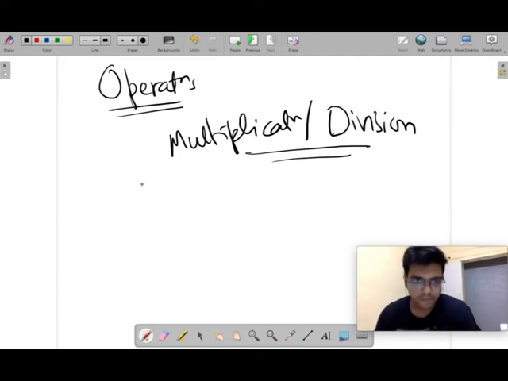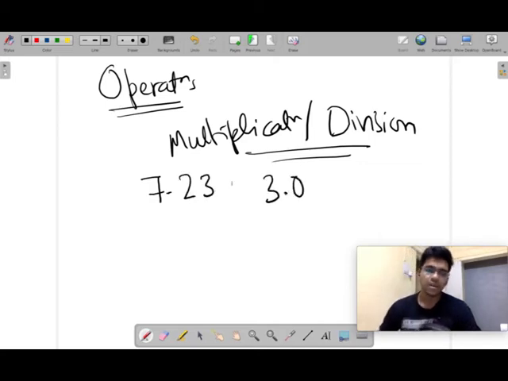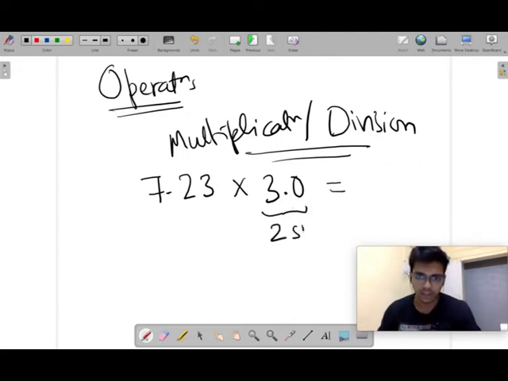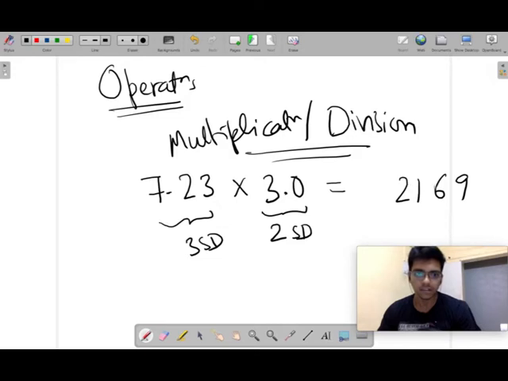In this case, it is very straightforward. So if I give you two numbers, say 7.23 and 3.0, how do you go about it? If I tell you to multiply these 2 numbers and report the final answer, what you do is count the significant digits in each number. Here there are 2 significant digits. Here there are 3 significant digits. So you just multiply these numbers like you would do normally. So this would be how much? 21.69.